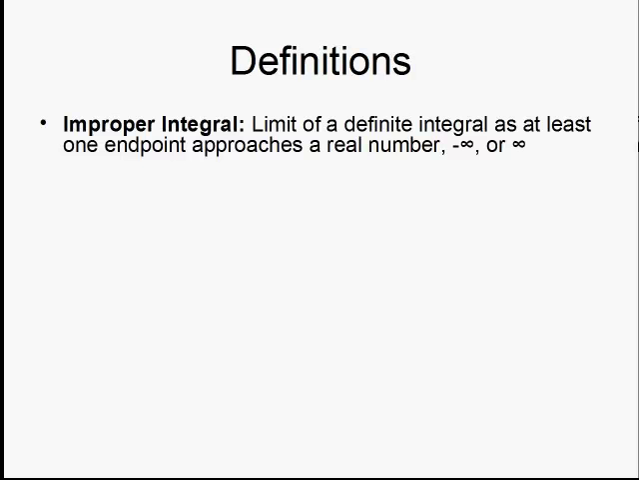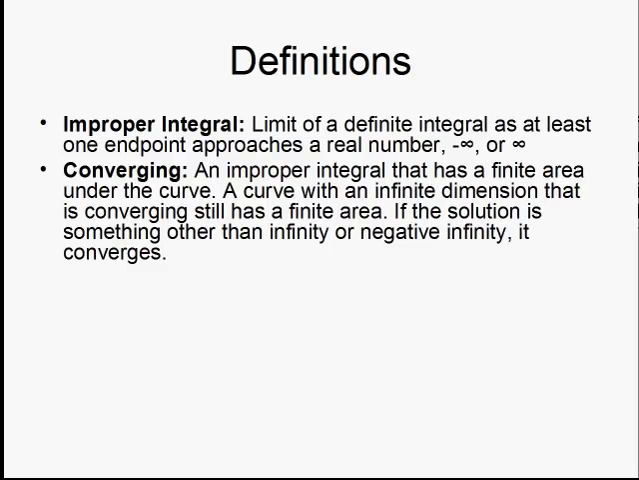Definitions. Improper integral. An improper integral is the limit of a definite integral as at least one endpoint approaches a real number, negative infinity, or infinity.